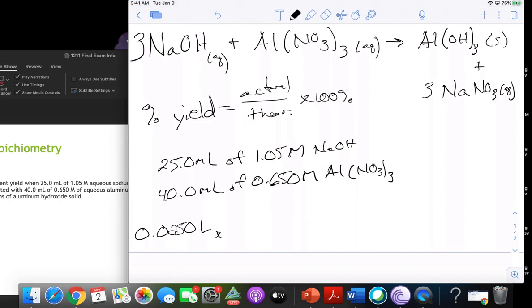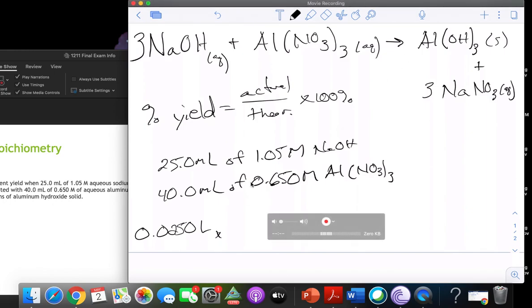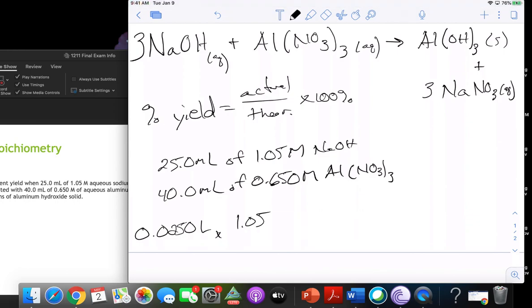So for this, we have our volume. If I'm in units of liters, my goal is to get to moles. For solutions, I can get to moles by taking a volume in liters times the molarity, because molarity is moles over liter for units. So I can write that molarity, that 1.05, as 1.05 moles of the sodium hydroxide over 1 liter of my solution. Notice how my units are canceling nicely there.